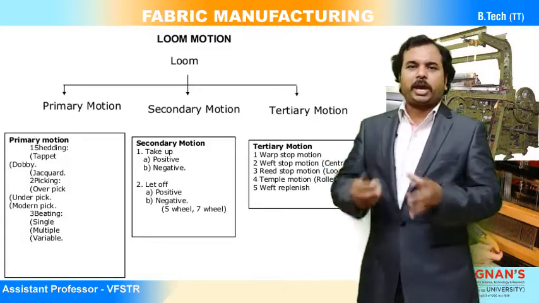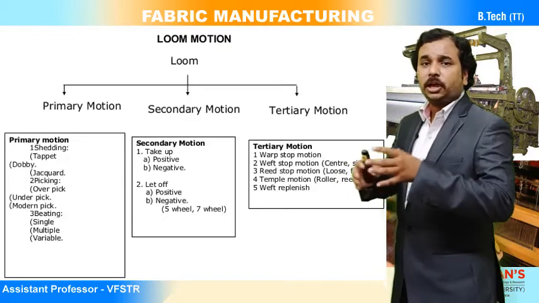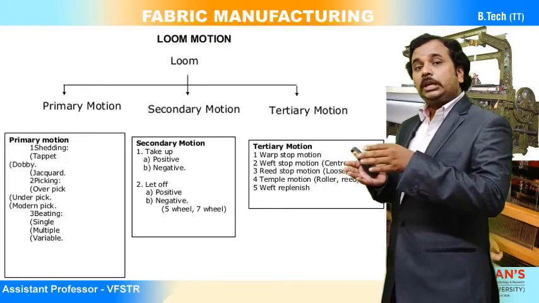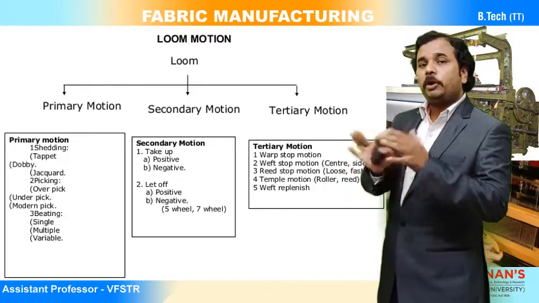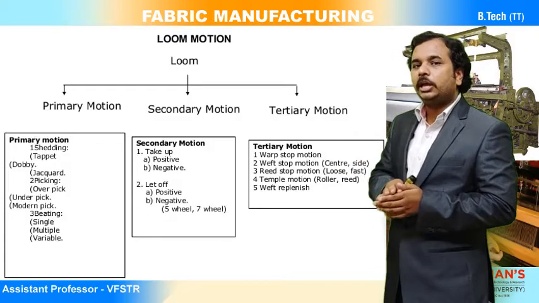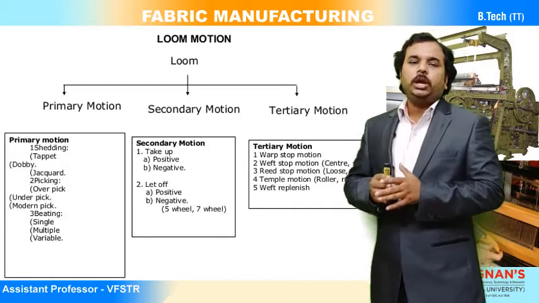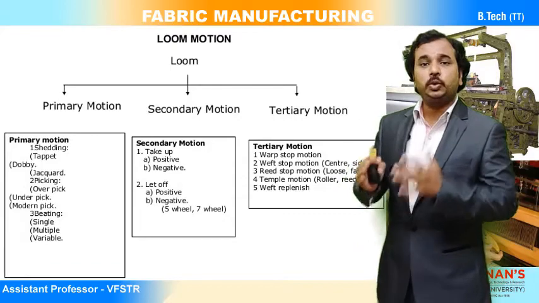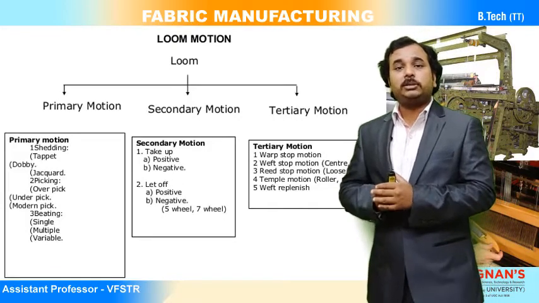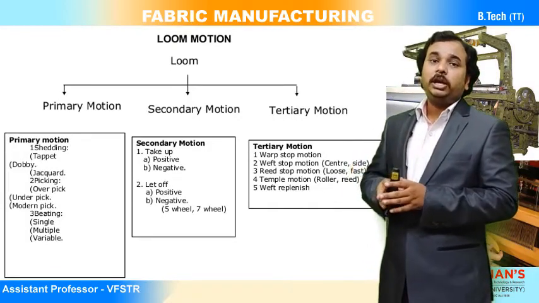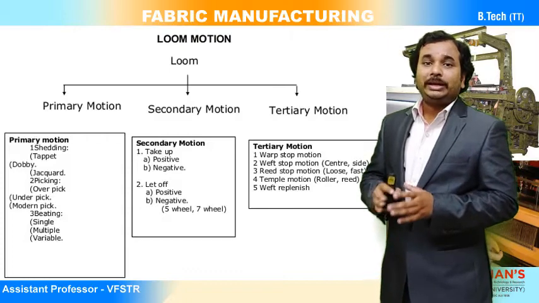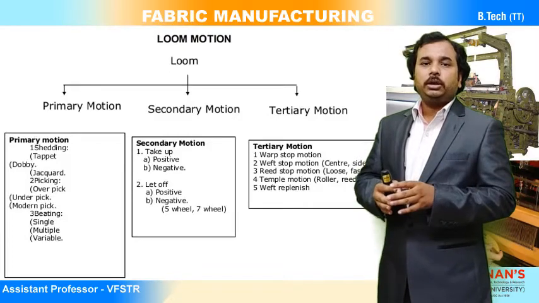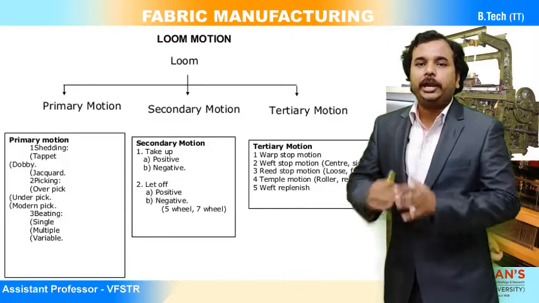These are auxiliary mechanisms, which may or may not be required in case of automatic looms. But in case of shuttle-less looms, these auxiliary mechanisms are very, very important to get more production and to reduce the idle time.